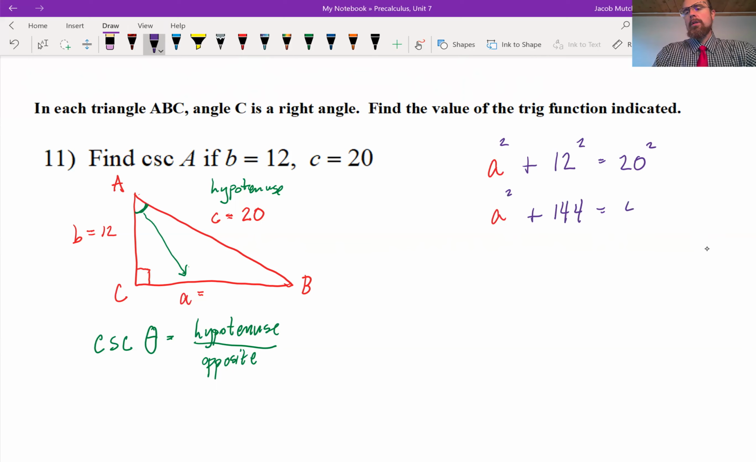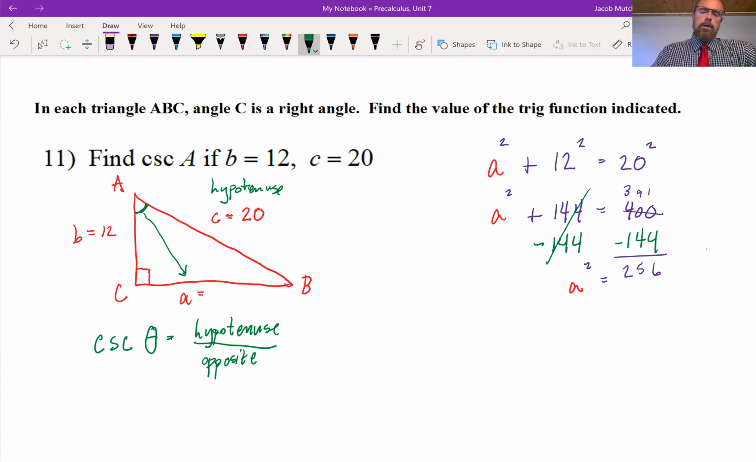And 20 squared is going to give us 400. And then I want to solve for A. Subtract 144. It'll cancel on the left. Subtract 144 from 400. So at this point, we've got just A squared on the left equals, if we subtract 400 minus 144, let's go ahead and calculate that. That's going to be 256.